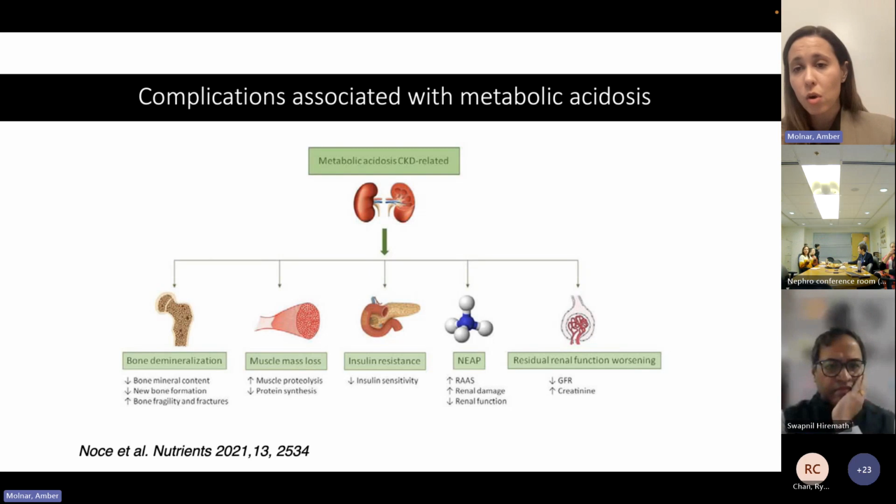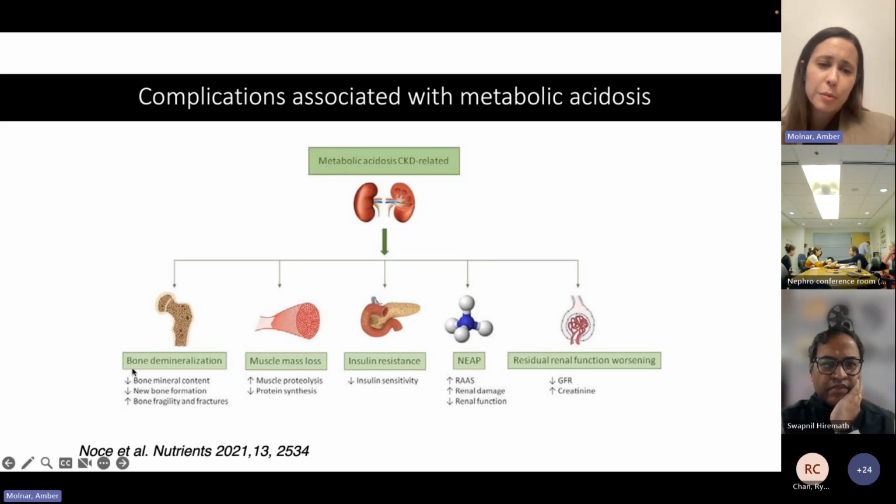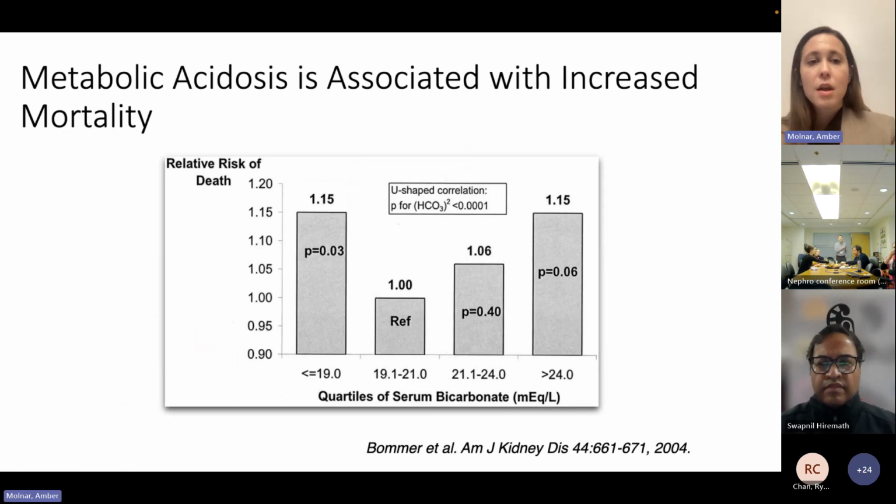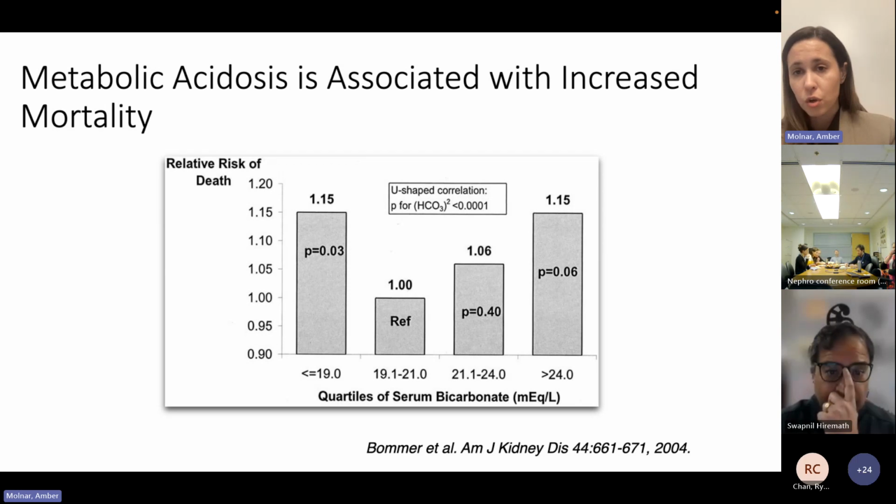So we know that chronic metabolic acidosis can result in complications for our patients. And the complications that we probably worry about most are bone demineralization, which can potentially increase the risk of fractures, and also muscle mass loss, which could potentially increase frailty for our patients. There are also a number of large observational studies that have included thousands of dialysis patients, which have shown an increased risk of mortality associated with metabolic acidosis.